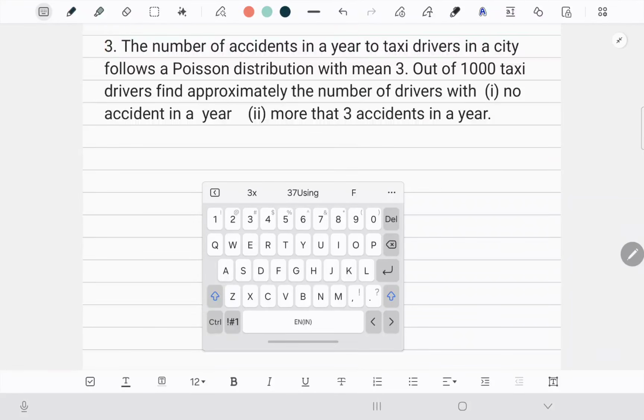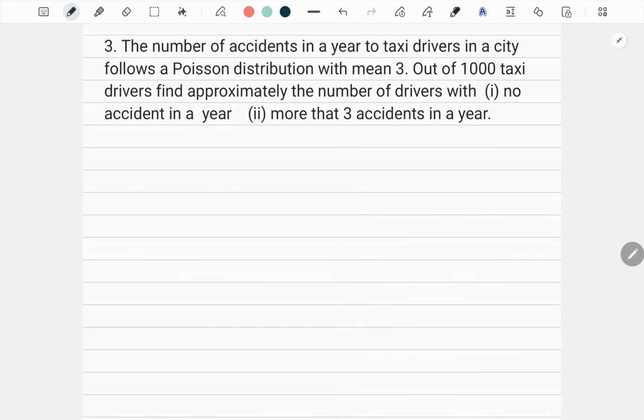Okay. So now look at this question. The number of accidents in a year to taxi drivers in a city follows a Poisson distribution with mean 3. If I am saying mean 3, it means directly m is given as 3. Now out of 1000 taxi drivers, so this is your capital N, find approximately the number of drivers. So remember, not probability, they are asking number. So find probability and multiply it by capital N.